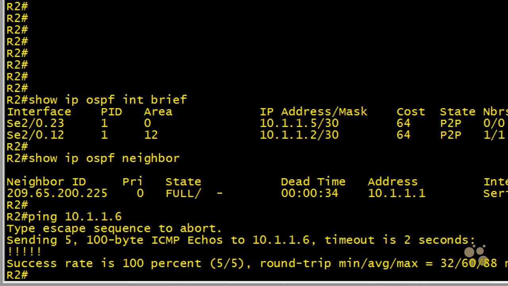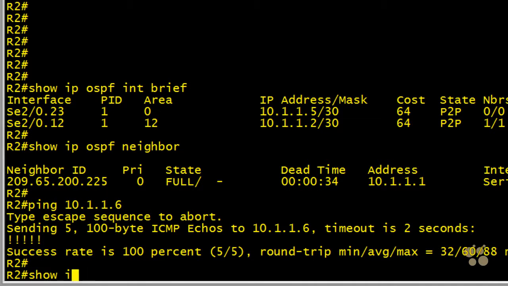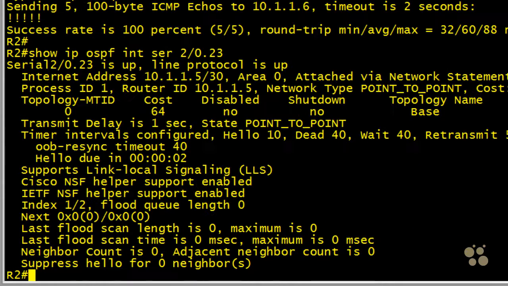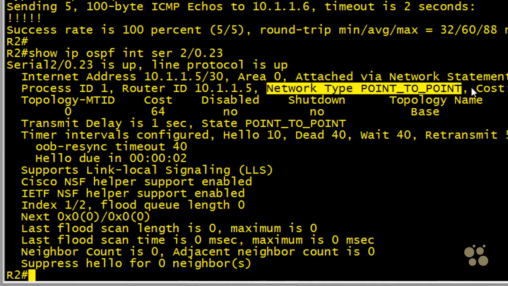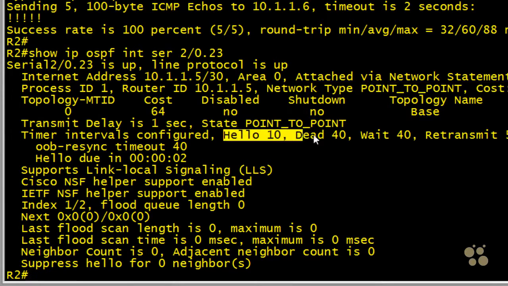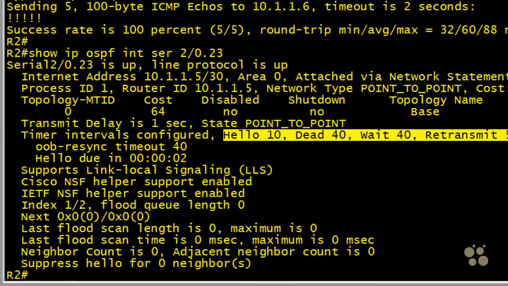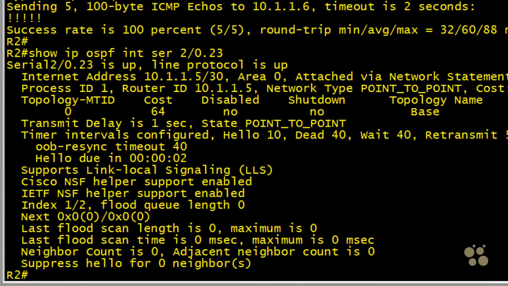Next, let's go ahead and get out the microscope and start taking a look at the OSPF as it applies to serial 2/0.23 right here on R2. And to do that, we use the command show ip ospf interface serial 2/0.23. So a few things we want to look at here is the network type point-to-point, which would be appropriate for a point-to-point sub-interface for Frame Relay, which is what we're using. The timers have to match, so we have the default hello timers of 10 and 40. That looks okay. Let's issue the same show command over on R3.